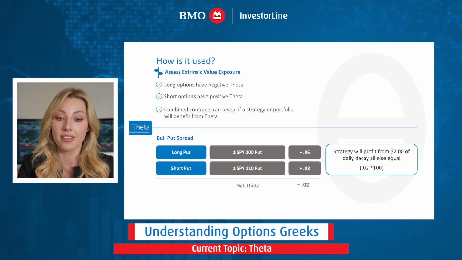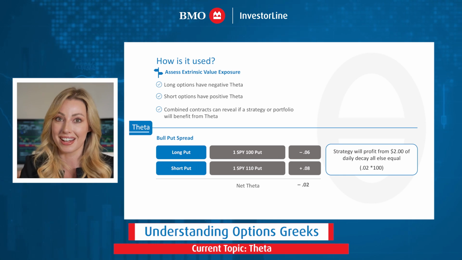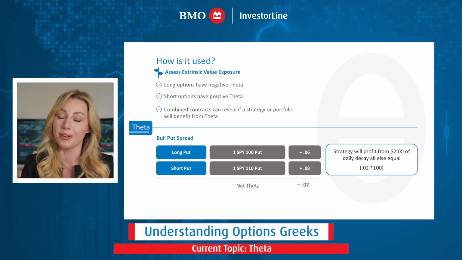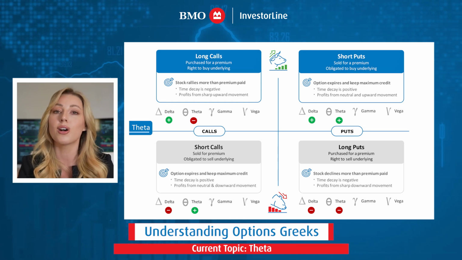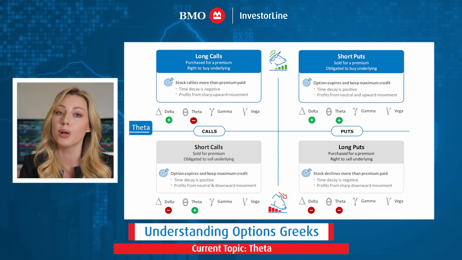So let's put this all together and bring it to the positive and negative factors that are there. And then hopefully you got this one right away. Long options are going to have a negative theta, regardless if it's a call or put, because they are purchased options.